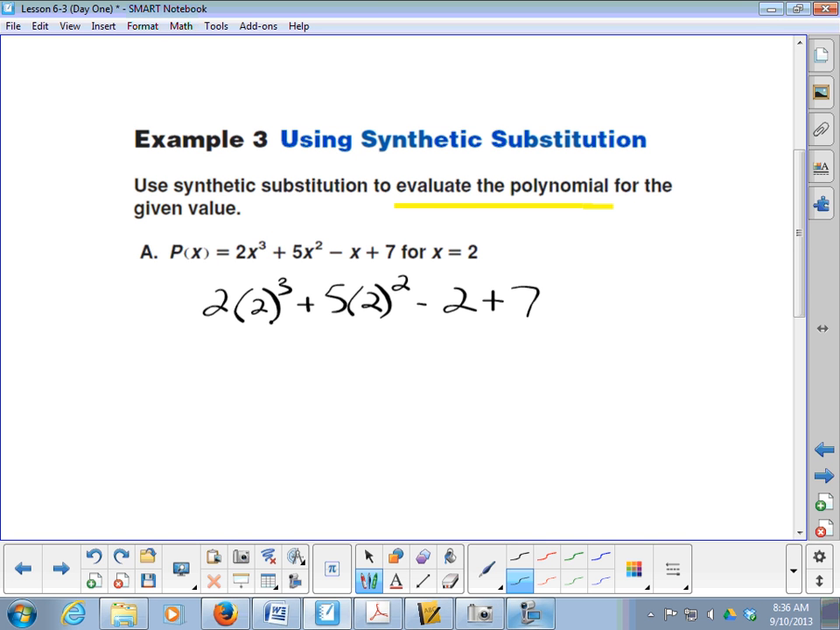If they specifically say to use synthetic substitution, it tells me x equals 2. So that's my value for a, and in this case a is going to be 2, because it says x equals this number. When it's dividing, it gives me a divisor, and then we use the opposite. But in this case, when it says x equals 2, you use 2.